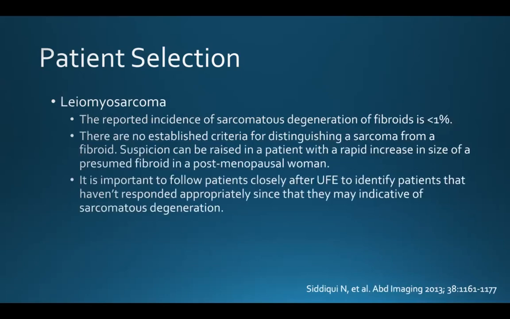What about cancer? Well, the reported incidence of sarcomatous degeneration of fibroids is less than 1%, and there's no established criteria for distinguishing a sarcoma from a fibroid. Suspicion can be raised in a patient with a rapid increase in size of a presumed fibroid, especially in a postmenopausal patient. It's important to follow patients closely after fibroid embolization to identify patients that haven't responded appropriately, since that may be indicative of sarcomatous degeneration.